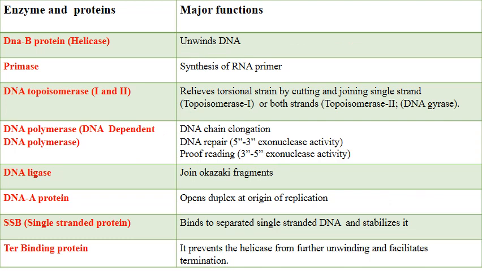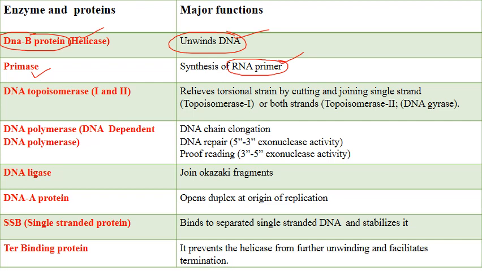This slide shows enzymes and proteins which are involved in DNA replication. Firstly, we have DnaB protein. It is also known as helicase. It helps in unwinding of the DNA double helix. Next, primase, which is also known as DNA-dependent RNA polymerase. It helps in synthesis of RNA primer, which is a short segment or piece of RNA, required for DNA replication.